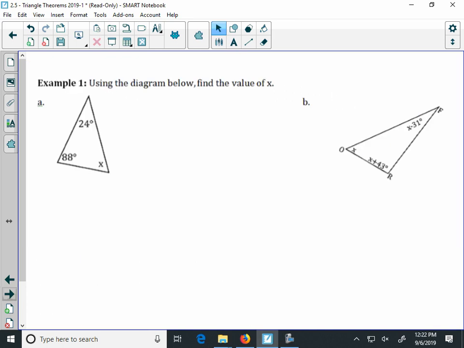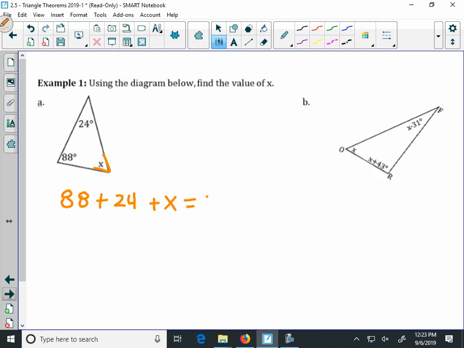Okay? So, using the diagram below, we want to find the measure or the value of x. And I notice x is an angle inside of a triangle. What do we know about all the angles of a triangle? What do they add up to? 180. So we know that 88 plus 24 plus x is going to equal 180 degrees. And then just solve for x.